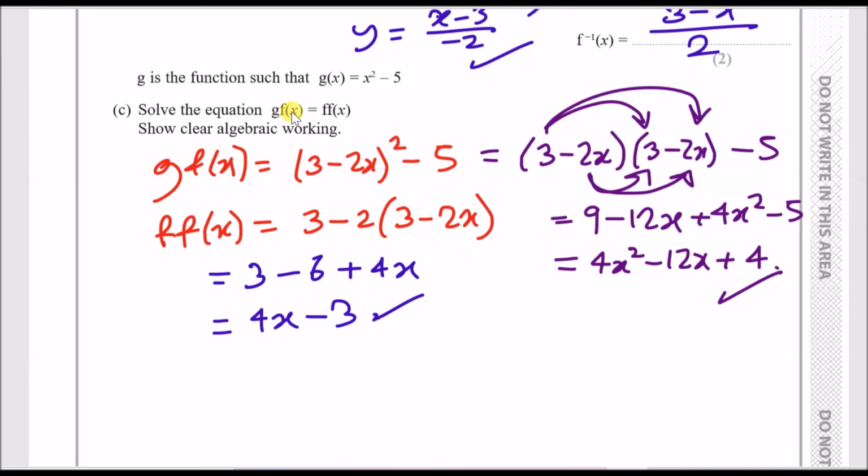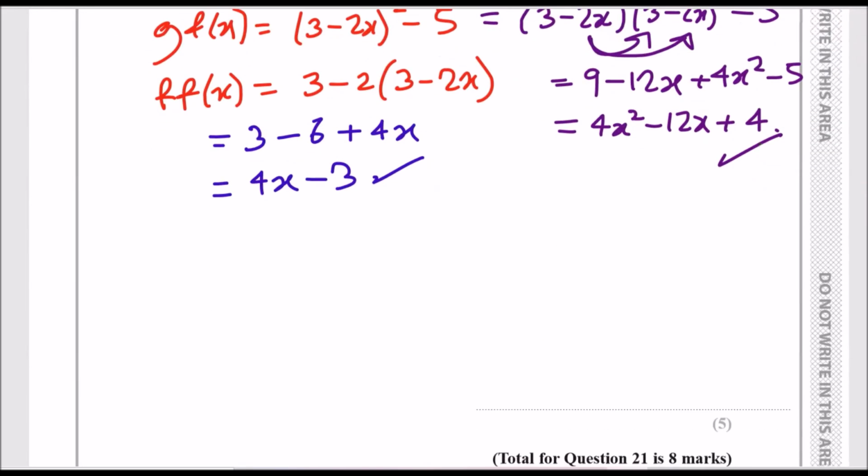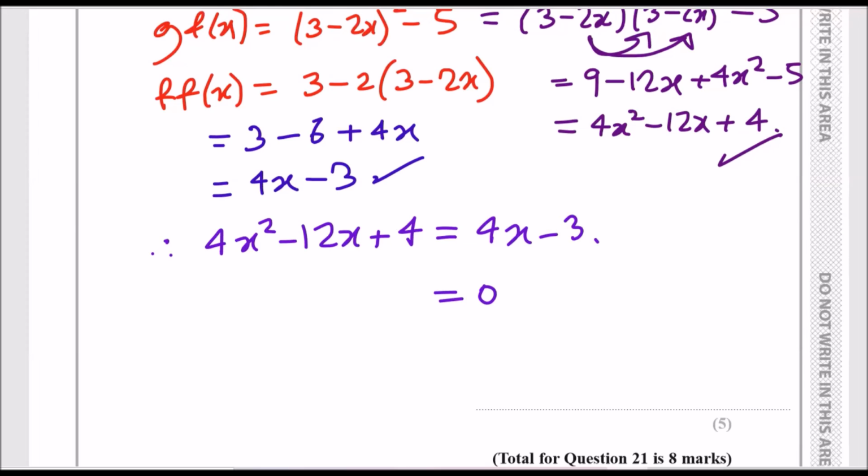And lastly, according to the equation, it says solve the equation when they're equal to each other. So let's equate the quadratic with the linear term. We're going to get 4x squared minus 12x plus 4 equals 4x minus 3. Because you're solving a quadratic equation, you're going to move everything to the left side. So combine terms and make it equal to 0. We're going to minus 4x and add 3 across. If you do that, you're going to have minus 12x take away 4x is minus 16x, plus 4 add 3 is plus 7.